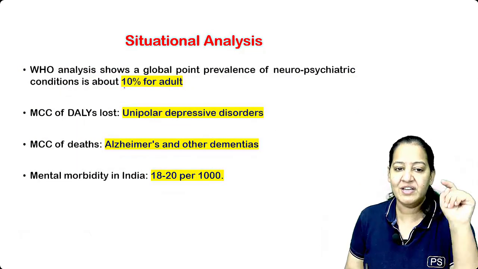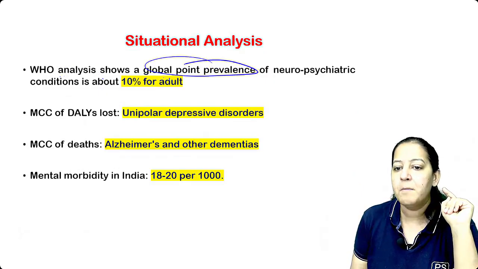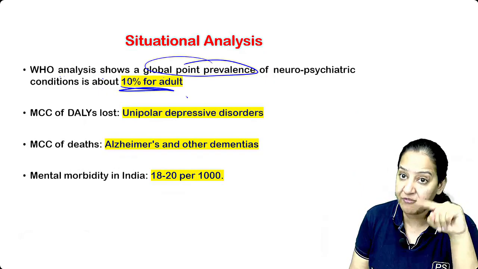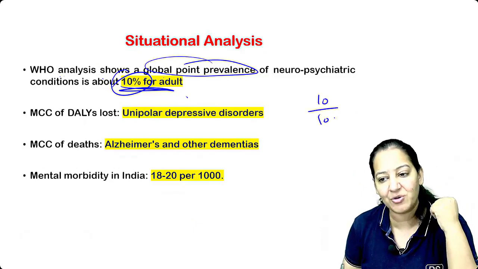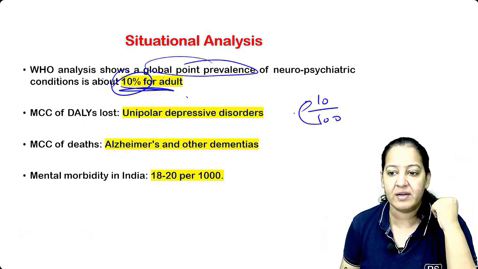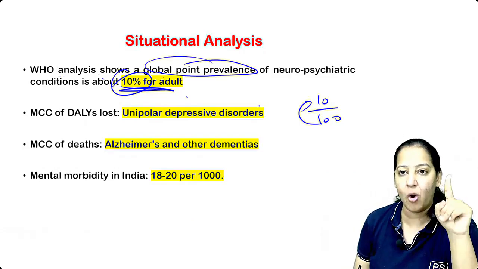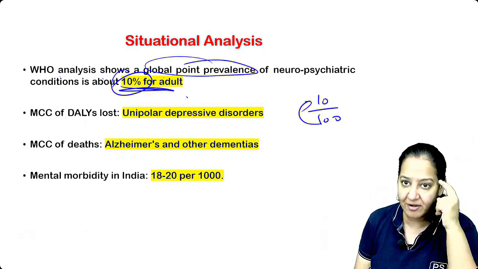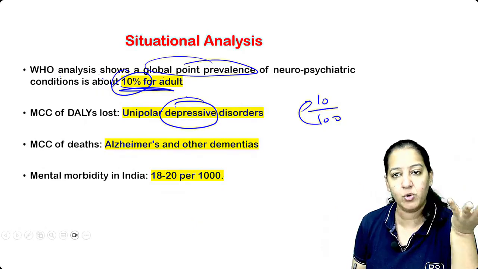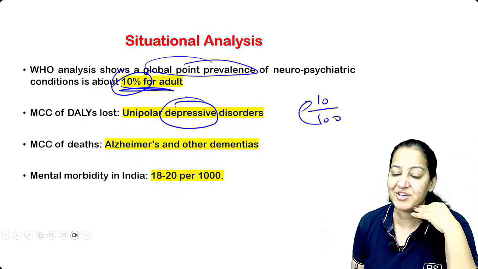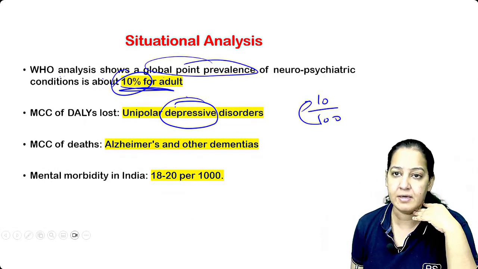Okay, what is the situation in the world? WHO analysis shows the global point prevalence is 10% for adults. Out of 100, 10 are affected. You see the percentage, oh my God, 10 is a big percentage. For adults, we are talking. The most common cause of mental disorder is depression. Depression is very common. Many people don't know they are depressed, but they actually are. And depression is a disease. It should be given attention and treated by the psychologist.